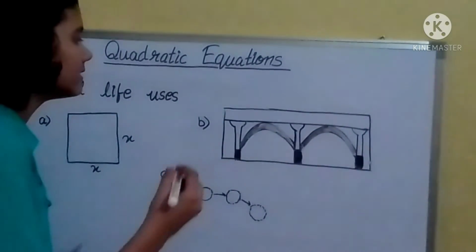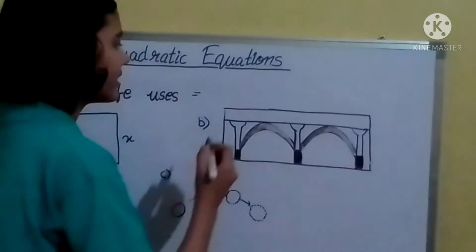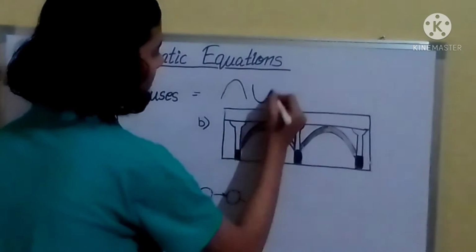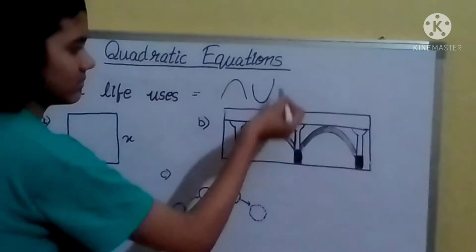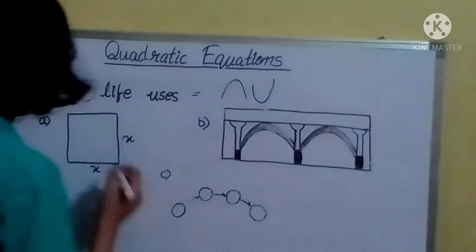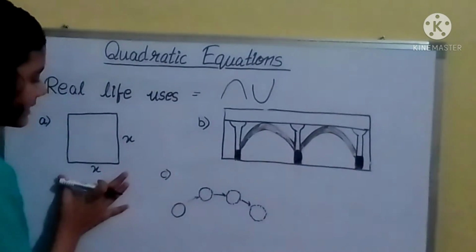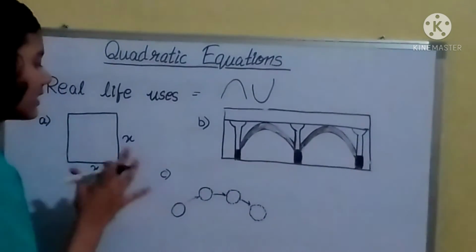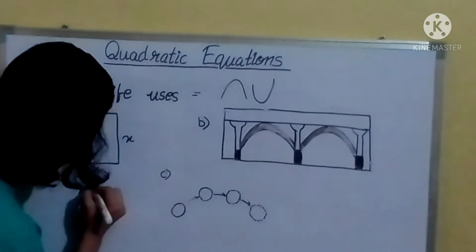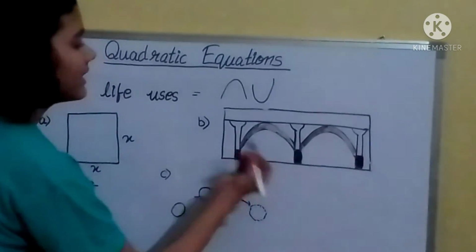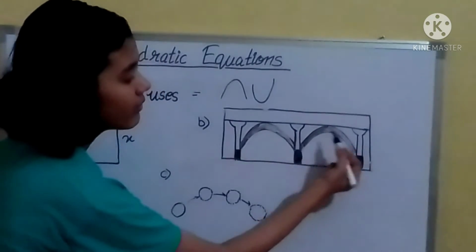Now let's see some real life uses where the quadratic equation is used. In the last chapter we came to know that the graph of the quadratic equation is in this shape, and these shapes are known as parabolas. Means you can say U or inverted U. So the real life uses here are when we find the area of something. See, x is here, then x, when we multiply them we will get x². Okay.